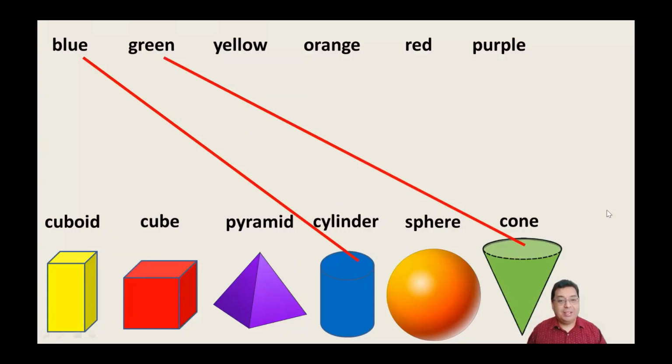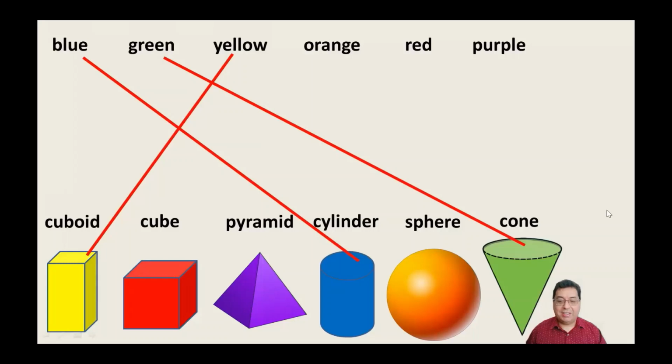Right, it's yellow. And where do you see yellow down here at the bottom? Where do you see it? That is correct. That's yellow there. And what is the name of that 3D shape? Very good. That's a cuboid.